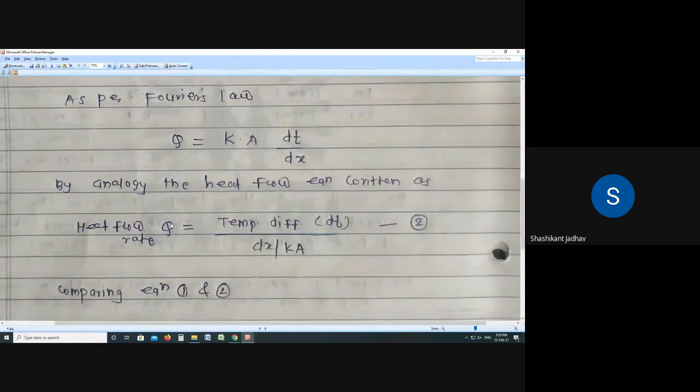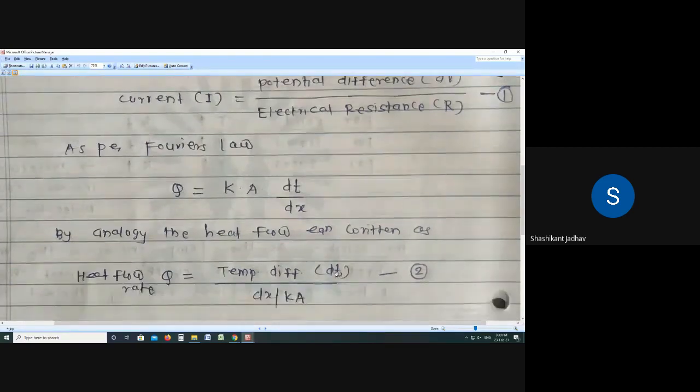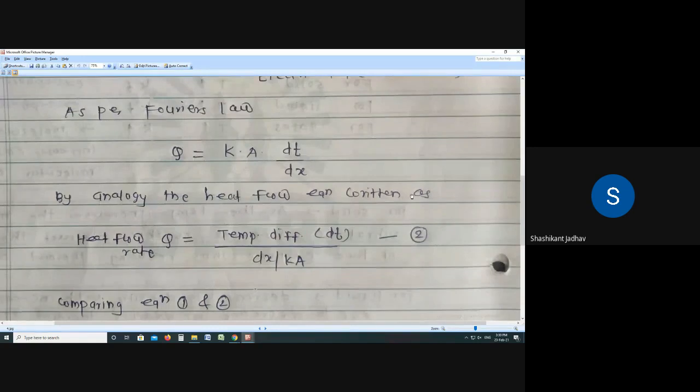So similarly in the heat flow, which factor opposes the heat transfer? That factor is nothing but dx by k. So that dx by k is nothing but resistance for the heat. And what is the name of this? That is thermal resistance. So by comparing, this is one physical system, that is the electrical system, equation number 1, and this is the heat transfer system, equation number 2.